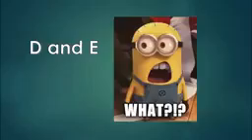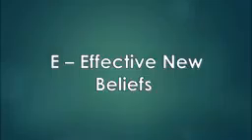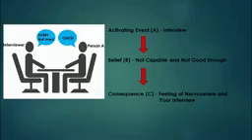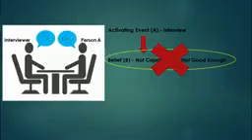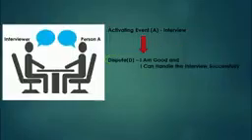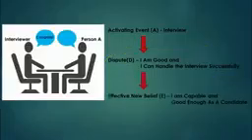Well, D is nothing but disputing irrational beliefs, and E is effective new beliefs. So let's consider person A, who was nervous and had a belief that he is not capable and good enough to handle the interview successfully. In this scenario, the person will have to dispute his belief of saying to himself that he is not good enough to handle the interview successfully. This will in return create an effective new belief that he is capable and good enough as a candidate.